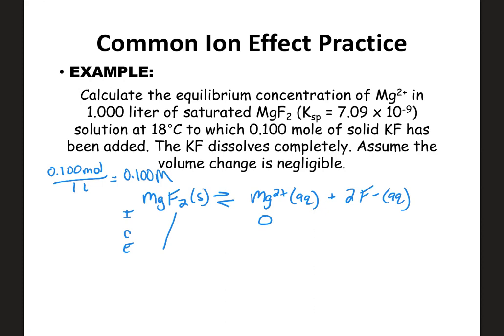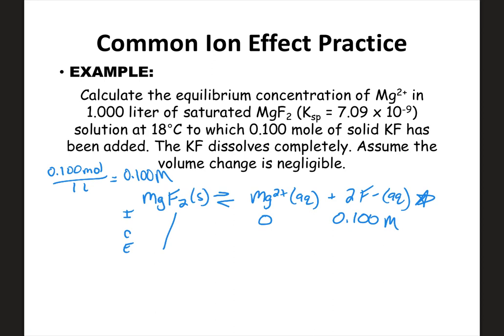So in this case, we added KF. F- is the common ion. So instead of having an initial value of 0, we actually have an initial value of F- as being 0.100 molar from the common ion. So that's the big difference in a common ion problem. Both of your ions are not 0. One of them is going to have a starting value, and it's going to be based on the common ion of the substance that's being added. So in this case, KF was added, and F- is the common ion, and we know the concentration of that. We already found it. So that is the initial value of our F-.